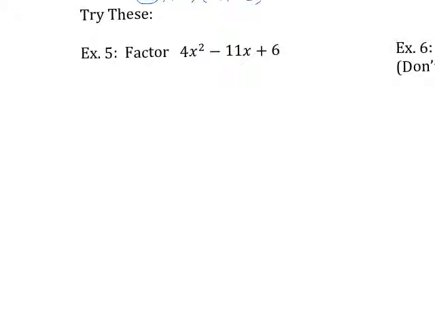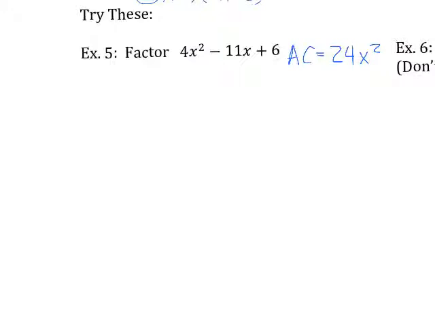Okay, so I checked for a GCF, and there's nothing that will divide into 4, 11, and 6. So there's no GCF, so I just start with the AC method. I multiply A times C, so 4 times 6 is 24. So AC over here is 24x squared. Then I want the numbers that multiply to this that would add to the middle term so that I can break the middle term apart.